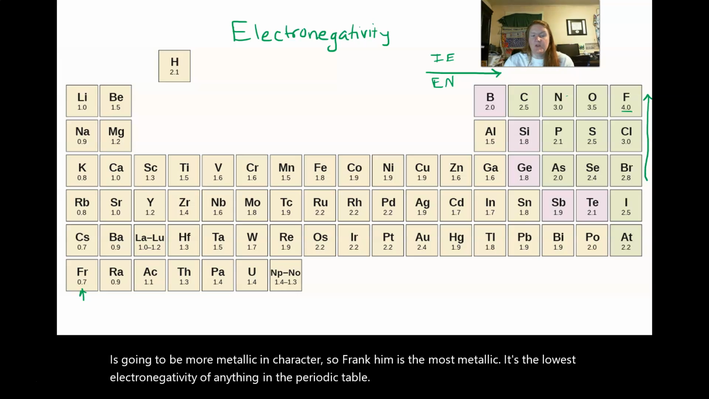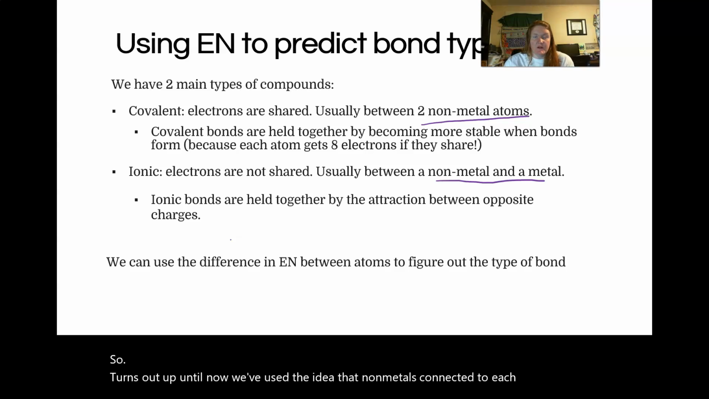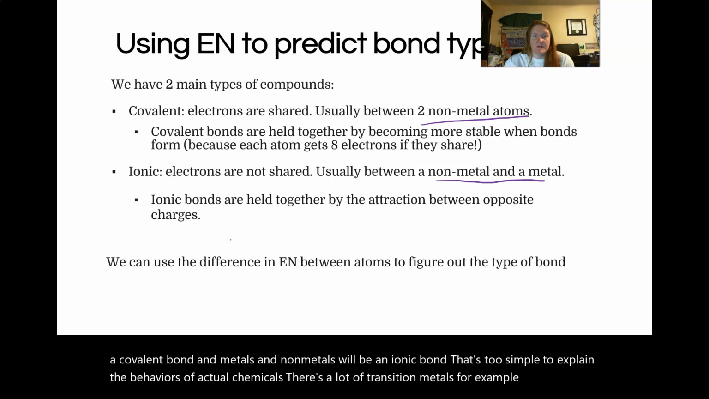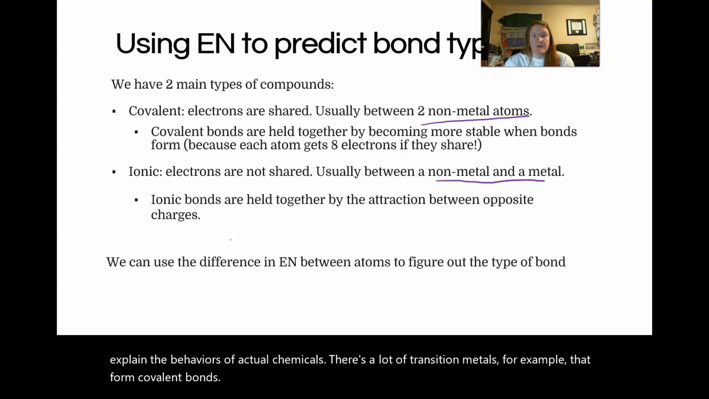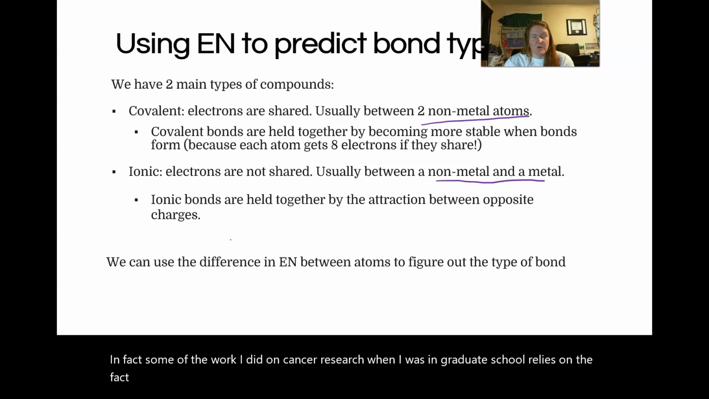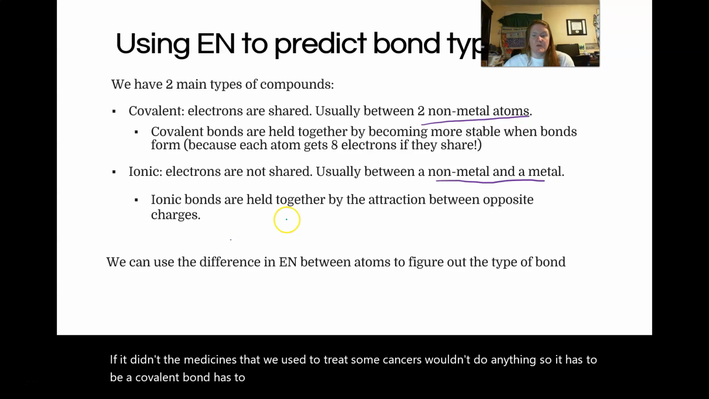Okay. So, turns out, up until now, we've used the idea that non-metals connected to each other will form a covalent bond, and metals and non-metals will be an ionic bond. That's too simple to explain the behaviors of actual chemicals. There's a lot of transition metals, for example, that form covalent bonds. In fact, some of the work I did on cancer research when I was in graduate school relies on the fact that platinum forms covalent bonds with RNA and DNA. If it didn't, the medicines that we use to treat some cancers wouldn't do anything. So it has to be a covalent bond. It has to be nice and strong for that chemistry to happen.